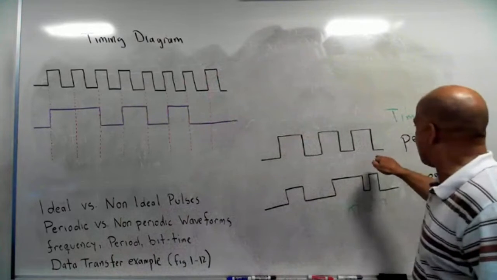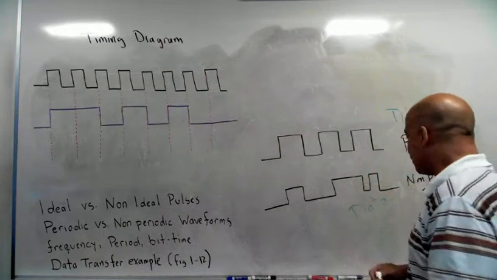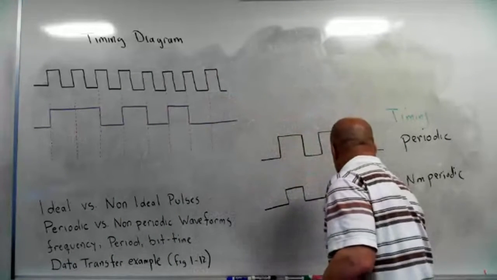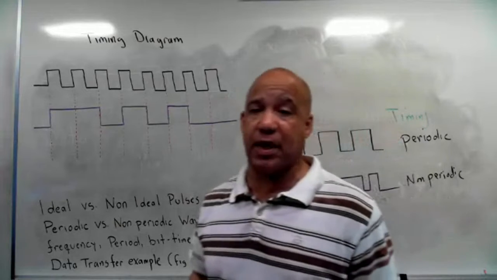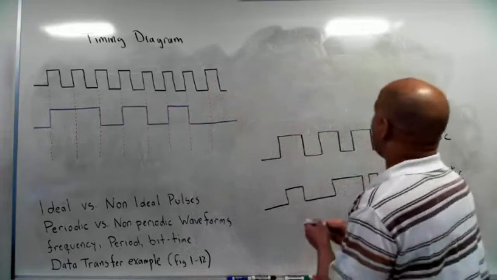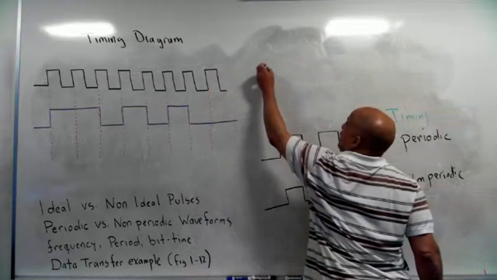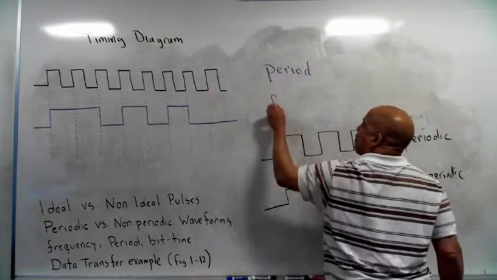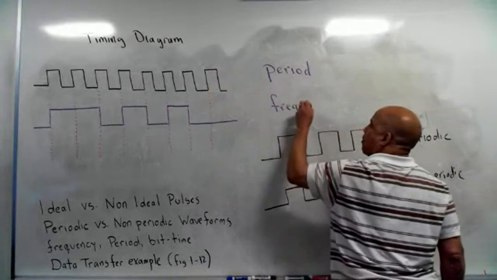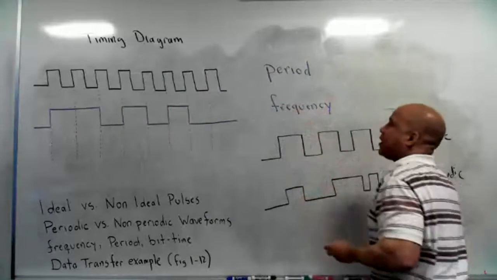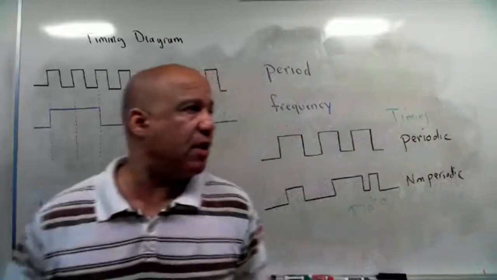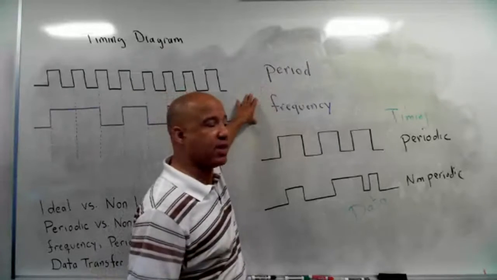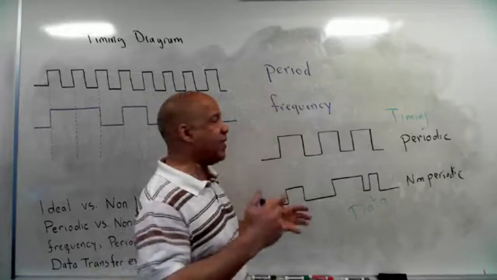Now, I want to focus on periodic waveforms for just a second. When I have a periodic waveform, there are two concepts that apply only to periodic waveforms. They don't apply to non-periodic waveforms. One concept is this idea of period, and the other is called frequency. So the concept of period and frequency. Most people have heard of frequency. You might not know really what it is, but you've heard of frequency. I don't know if you've heard of period or not, but let's give definitions of these.